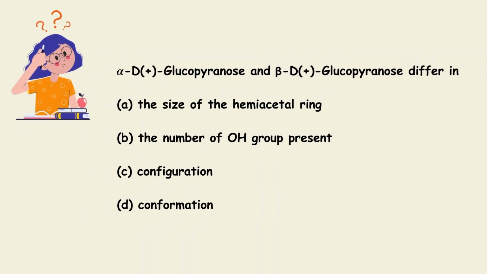Alpha-D-glucopyranose and beta-D-glucopyranose differ in A. the size of the hemiacetal ring, B. the number of OH groups present, C. configuration, D. conformation. The answer to this question is C. configuration. Well, that is all about the glucose structure.